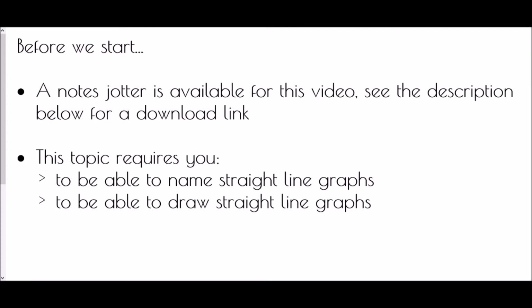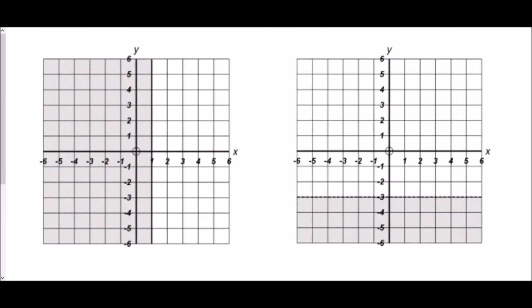So what we're looking at today are inequalities shown on graphs, and in each case we need to first of all identify the name of the line which is drawn, and then decide which part are we interested in. Are we interested in the part that's shaded or the part which is unshaded?